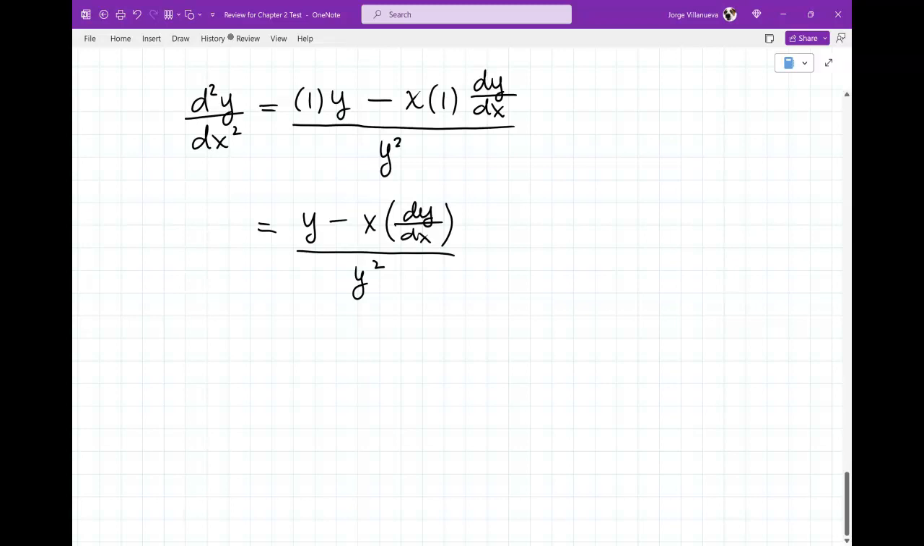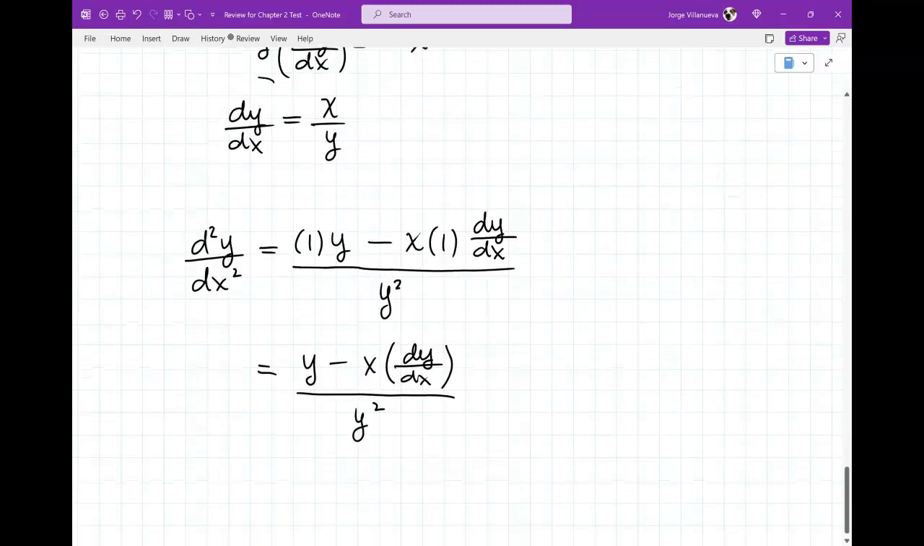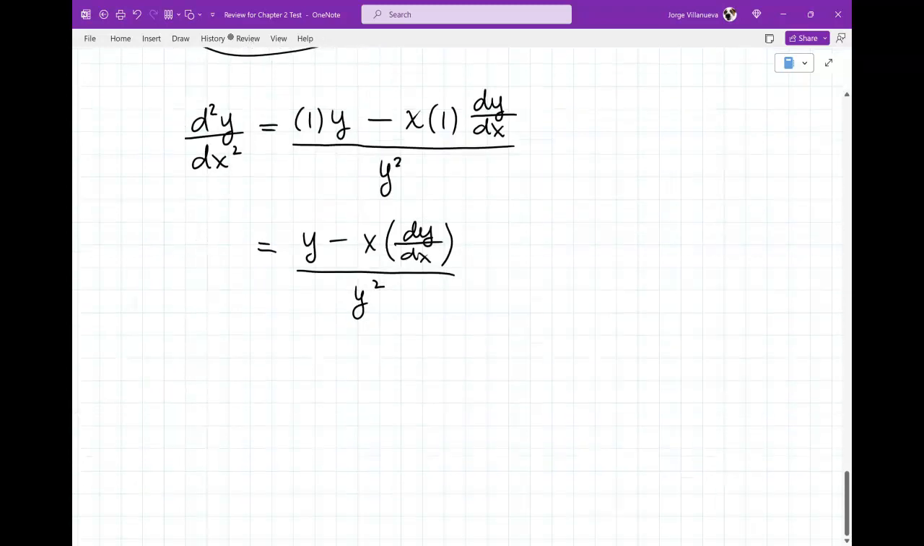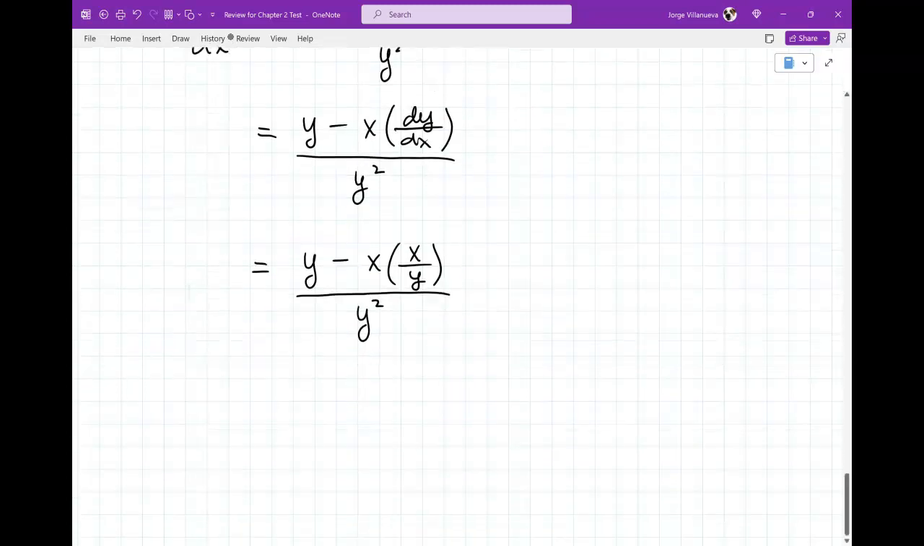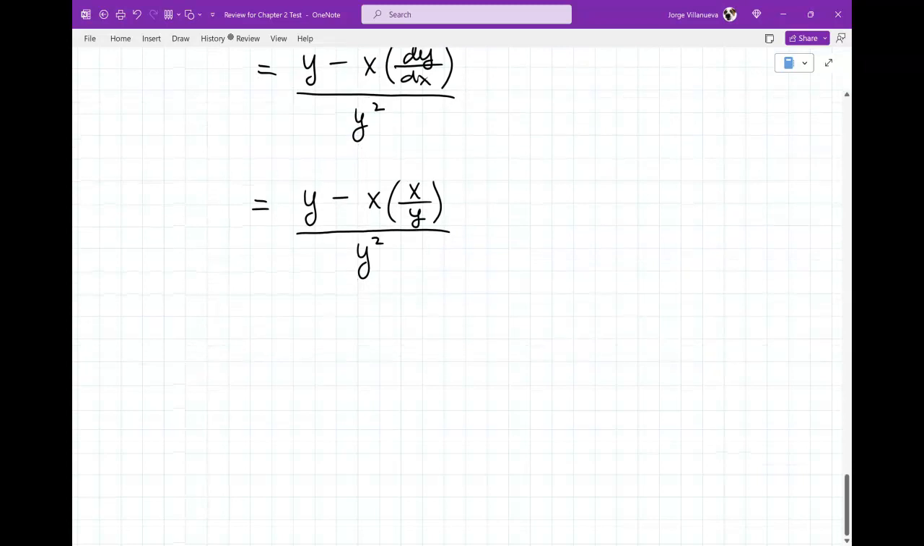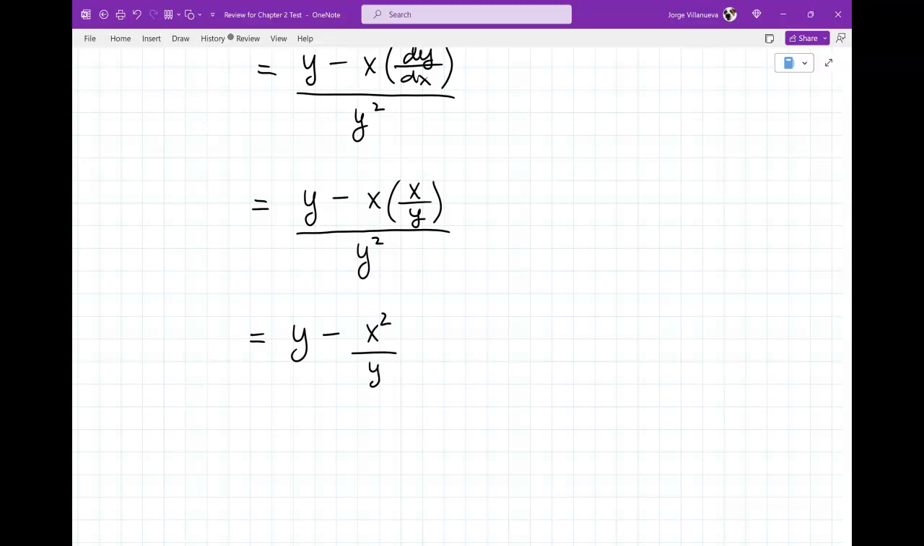All right, but I'm not done because they don't want me to leave it like that. What's dy dx? It's x over y, right? That's right here. dy dx is x over y. So instead of dy dx, I'm going to write x over y. So y minus x times x over y, over y squared. From here on now, this is just algebra, tricky algebra, I guess, but this is y minus x squared over y, over y squared.